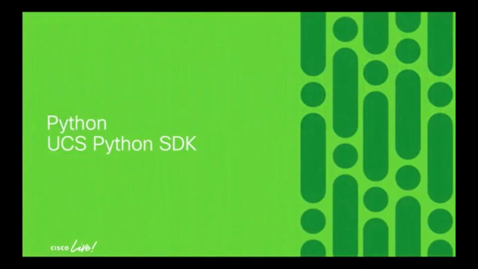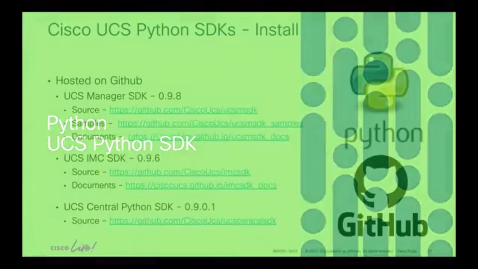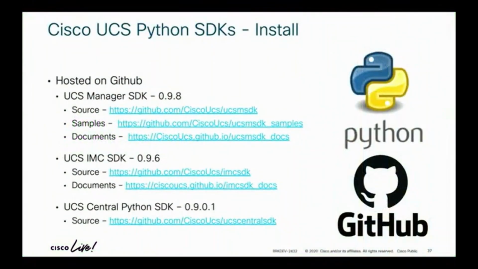The Python SDK works very similar to PowerShell. The Python SDK is based on the object model. You can download it from GitHub, or you can do a pip install. On GitHub, you can see basically what's the most important to Cisco: UCSM SDK, the second most important, the IMC SDK, the third most important, the UCS Central SDK. I'm not saying that that's totally true, but we see for UCS Manager, we have source, samples and documentation. And then, of course, for UCS Central, there's just source.